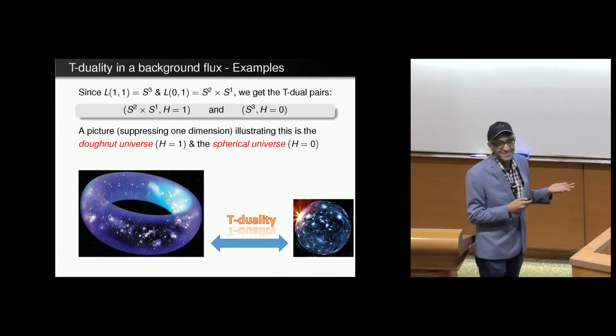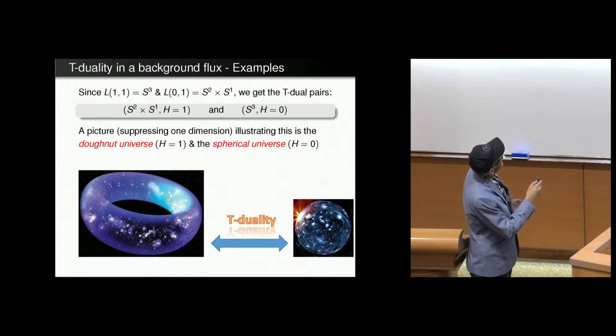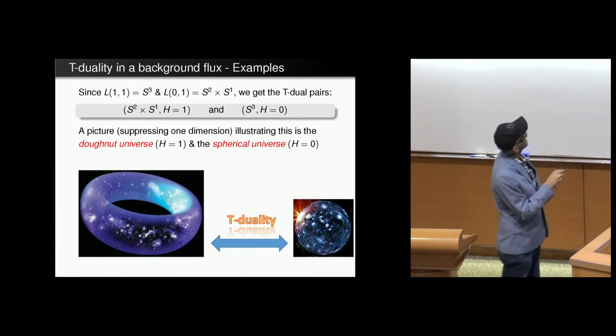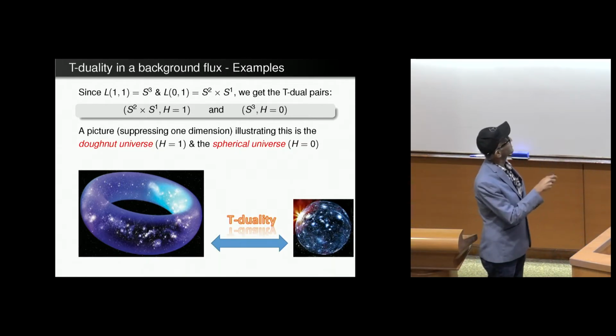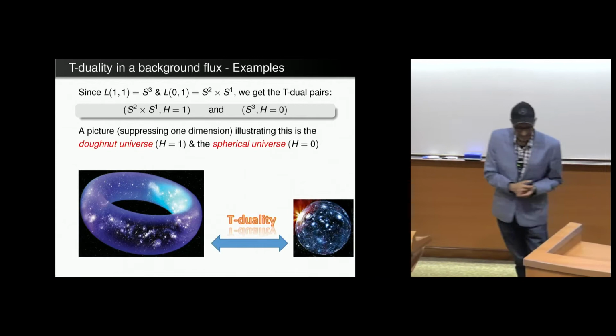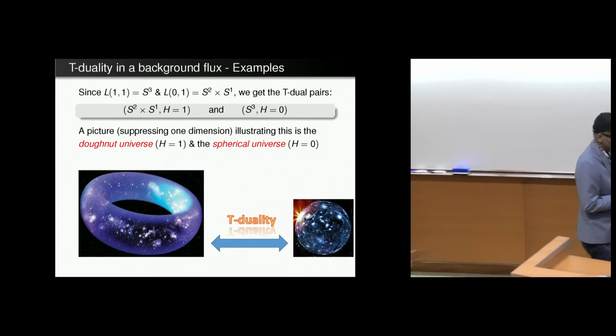So let me just take an illustrative example. L11 is S3, L01 is the product circle bundle, so S2 cross S1. So we get that the T-dual pairs are, if you take S2 cross S1 with H equals the volume form and S3 with H equals 0, that these are T-dual pairs. And you can see this in this diagram. So you get this donut with flux H equals 1. This is T-dual to the sphere with flux equals 0.